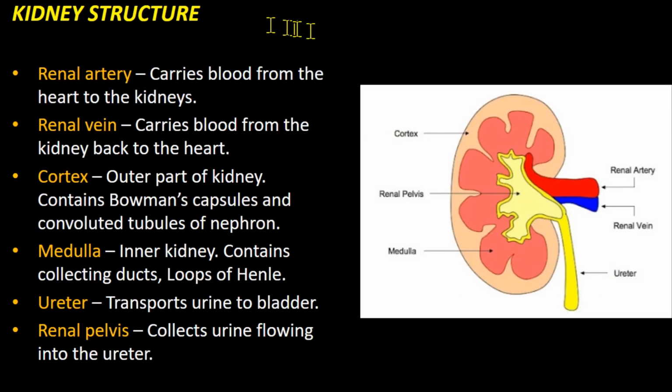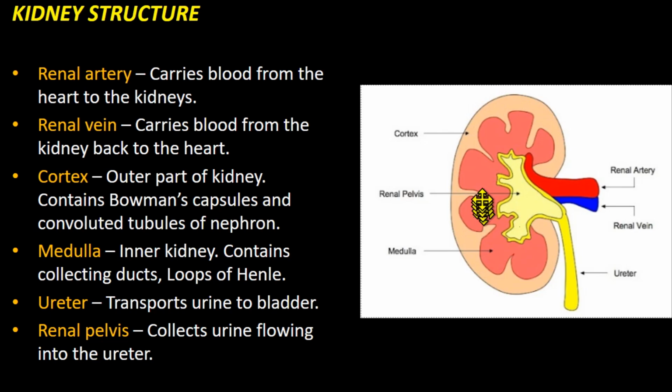So here we have the external gross kidney structure. Here we have the renal artery, which is going to carry blood from the heart to the kidneys. The renal vein is going to carry blood away from the kidneys and back to the heart. We have the renal cortex, and this is the outer part of the kidney. This is going to contain Bowman's capsules and convoluted tubules of the nephrons.